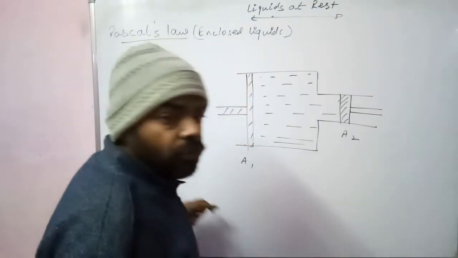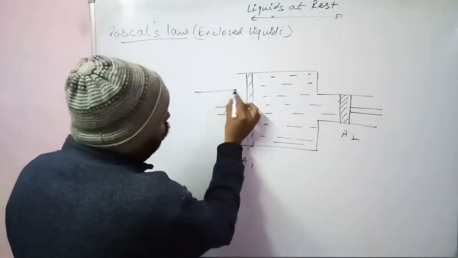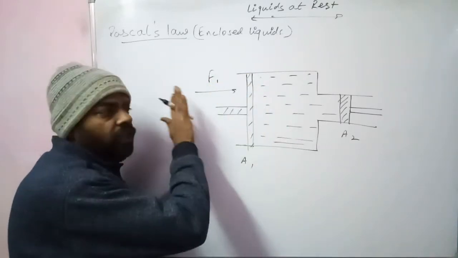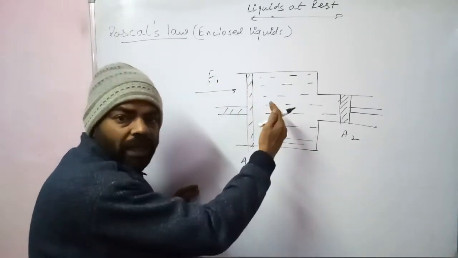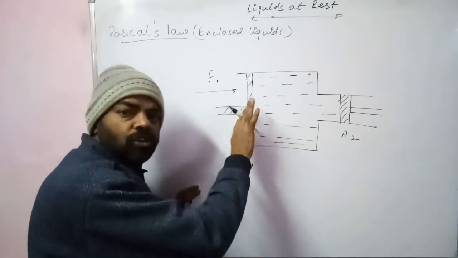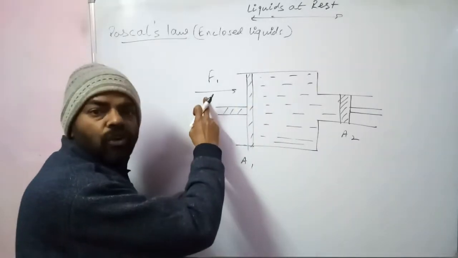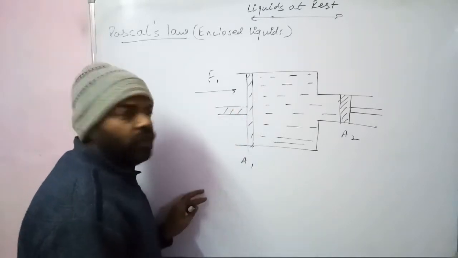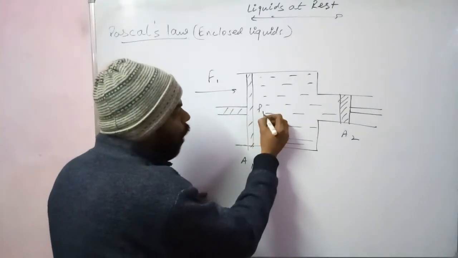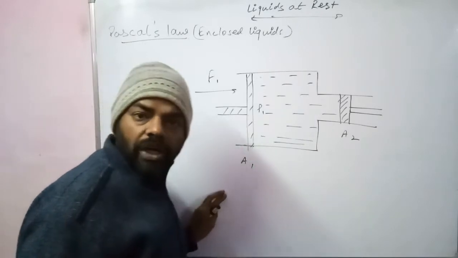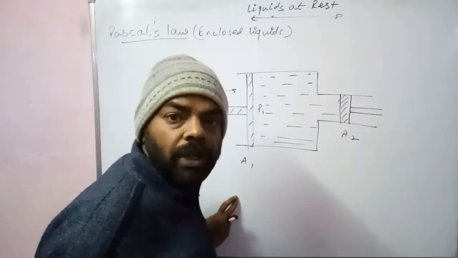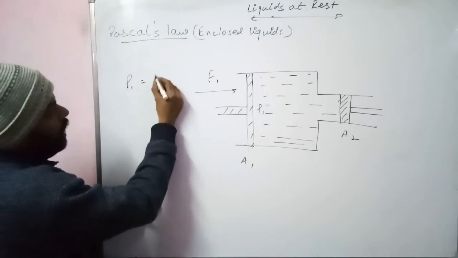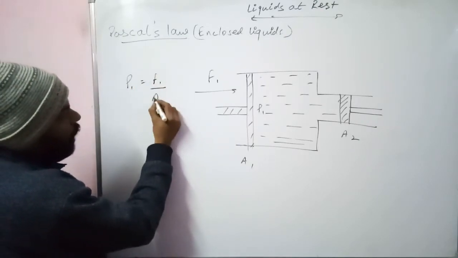Now let us suppose the force F1 is exerted on the piston. That is, we are pushing the piston towards the right. So to push the piston towards the right, we exert the force F1 on the liquid. Clear? Due to this force F1, let us suppose P1 is the pressure exerted by the piston on the liquid. By definition of pressure, P1 equals F1 divided by A1.